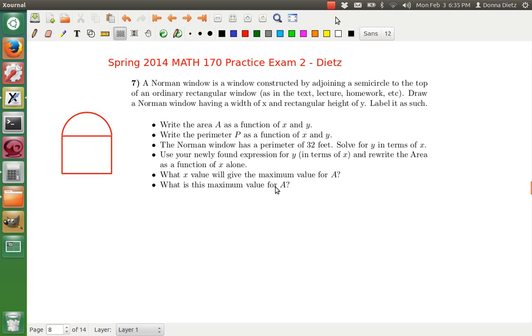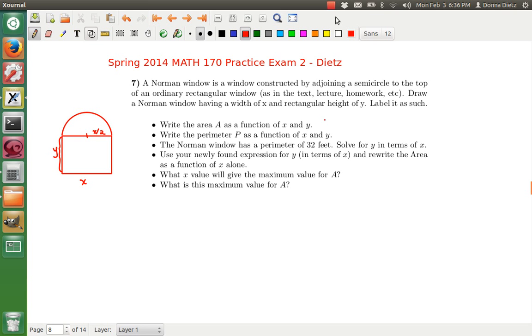So now we read. A Norman window is a window constructed by adjoining a semicircle on top of an ordinary rectangle. Draw a Norman window having a width of x and a rectangular height of y. So the width is x and the rectangular height is y, meaning this part is y. Then we know automatically that the radius of this circle is x over 2. Write the area as a function of x and y.